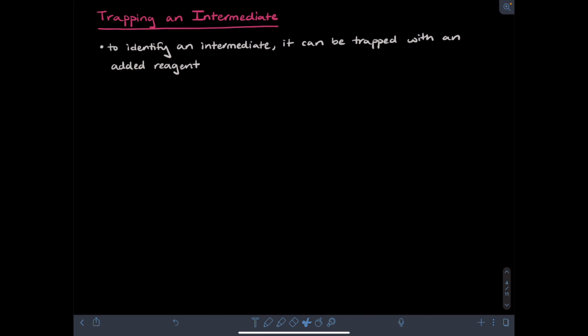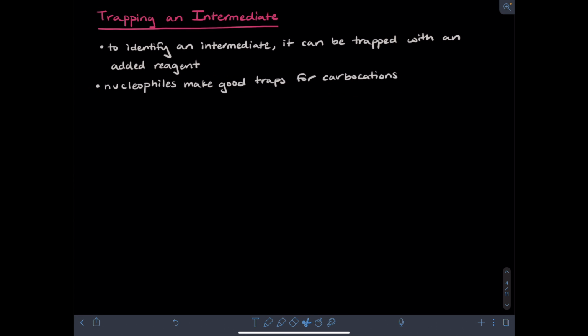Another common mechanistic tool is trapping of a reactive intermediate. The idea here is if you have an intermediate that is either too unstable to be observed, or if it appears after the rate determining step so you can't observe it, you can potentially still trap it by reacting it with an added reagent. If you had a carbocation that is potentially forming in your reaction, a good trap for that would be a nucleophile.